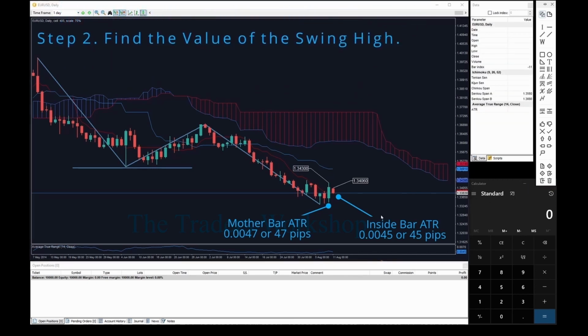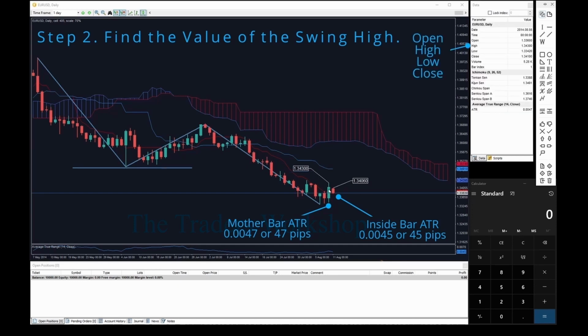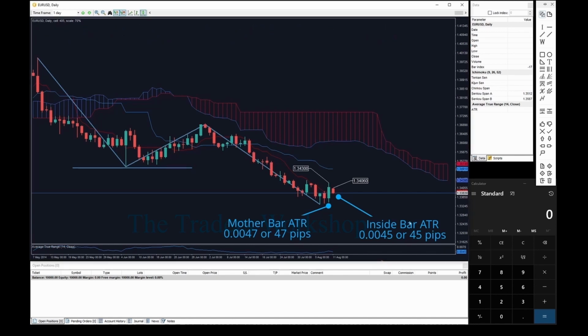Step 2. Find the value of the swing high. We can simply use this price label tool from the drawing panel, and as you can see, I have already used it to find the high of the inside bar and the mother bar. Or we can look it up again at the data window. The value of the swing high is 1.34300. Since we are selling the market.